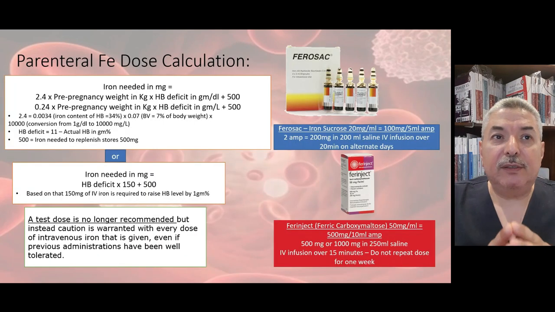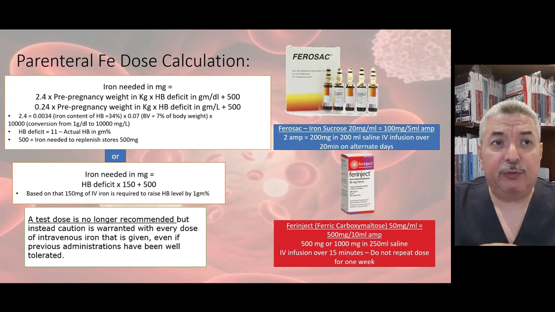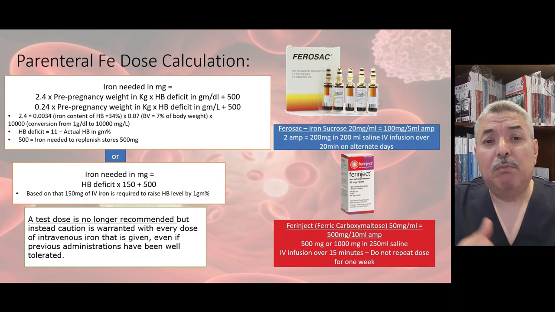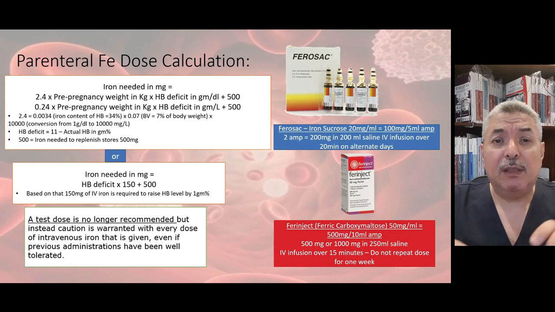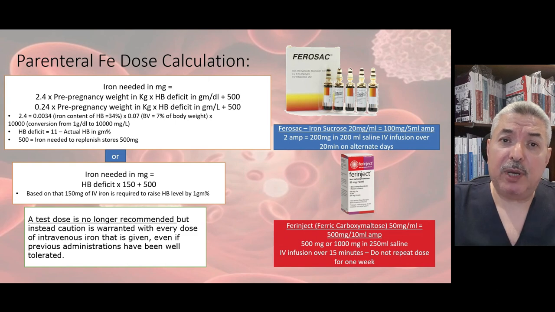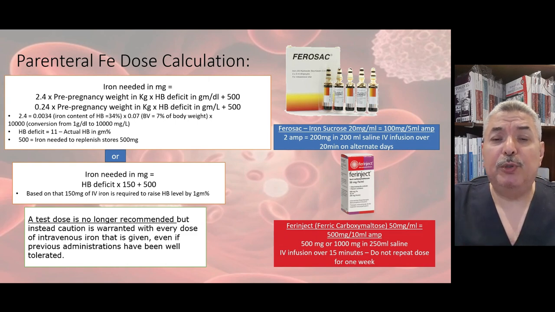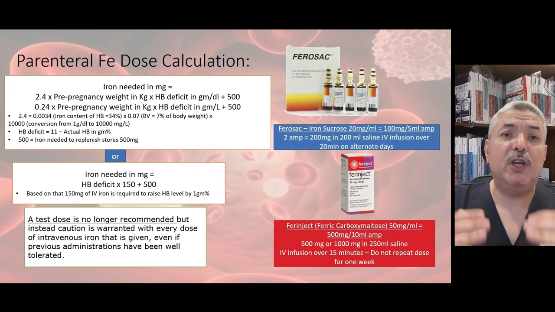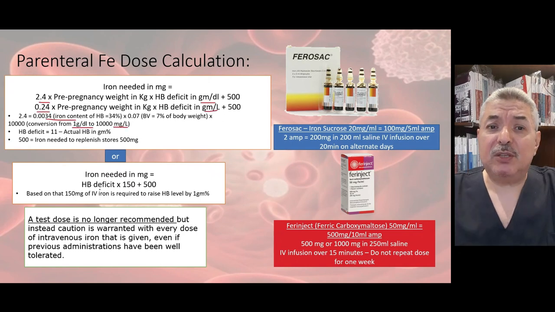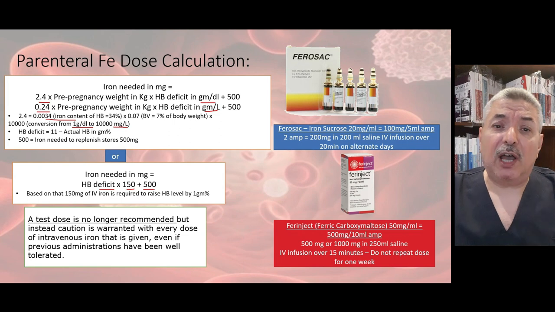So parenteral iron dose calculation, you multiply 2.4 by the pre-pregnancy weight times the hemoglobin deficit, which is, for example, I usually use 12, minus the hemoglobin of the patient. If it's 8, then I need 4. I will multiply by 4 times the pre-pregnancy weight of the patient times 2.4, and then you add 500 for rebuilding the stores, or simply just multiply the hemoglobin deficit by 150 and add 500. This considered that 150 milligrams of IV iron are needed to raise hemoglobin level by 1 gram.